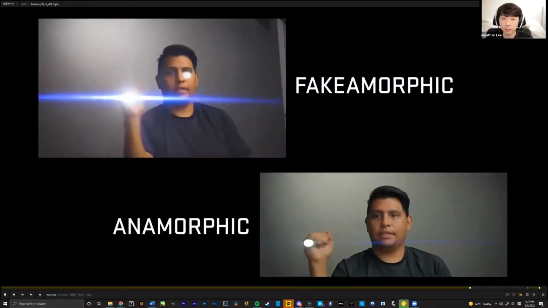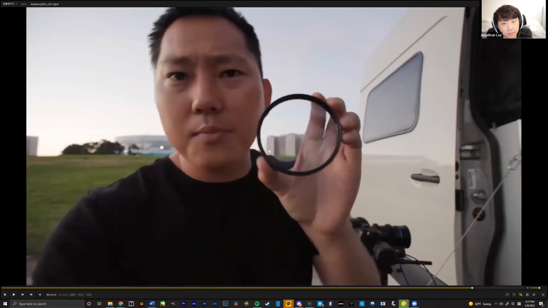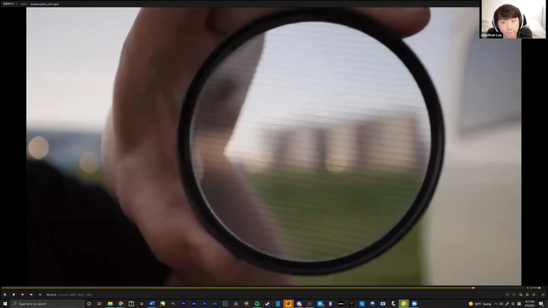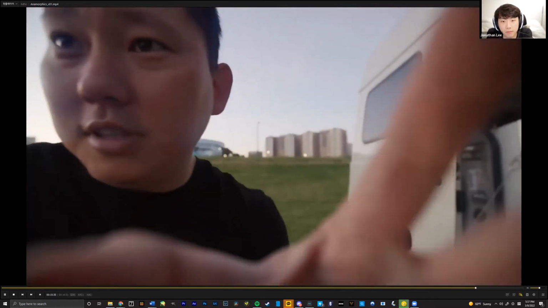However, there are also some downsides to using ways to fake the anamorphic look. For example, this is a True Streak blue filter made by Schneider. If you take a close look at it, you can see those blue lines going through there, but it disappears as soon as you put it up to the lens.